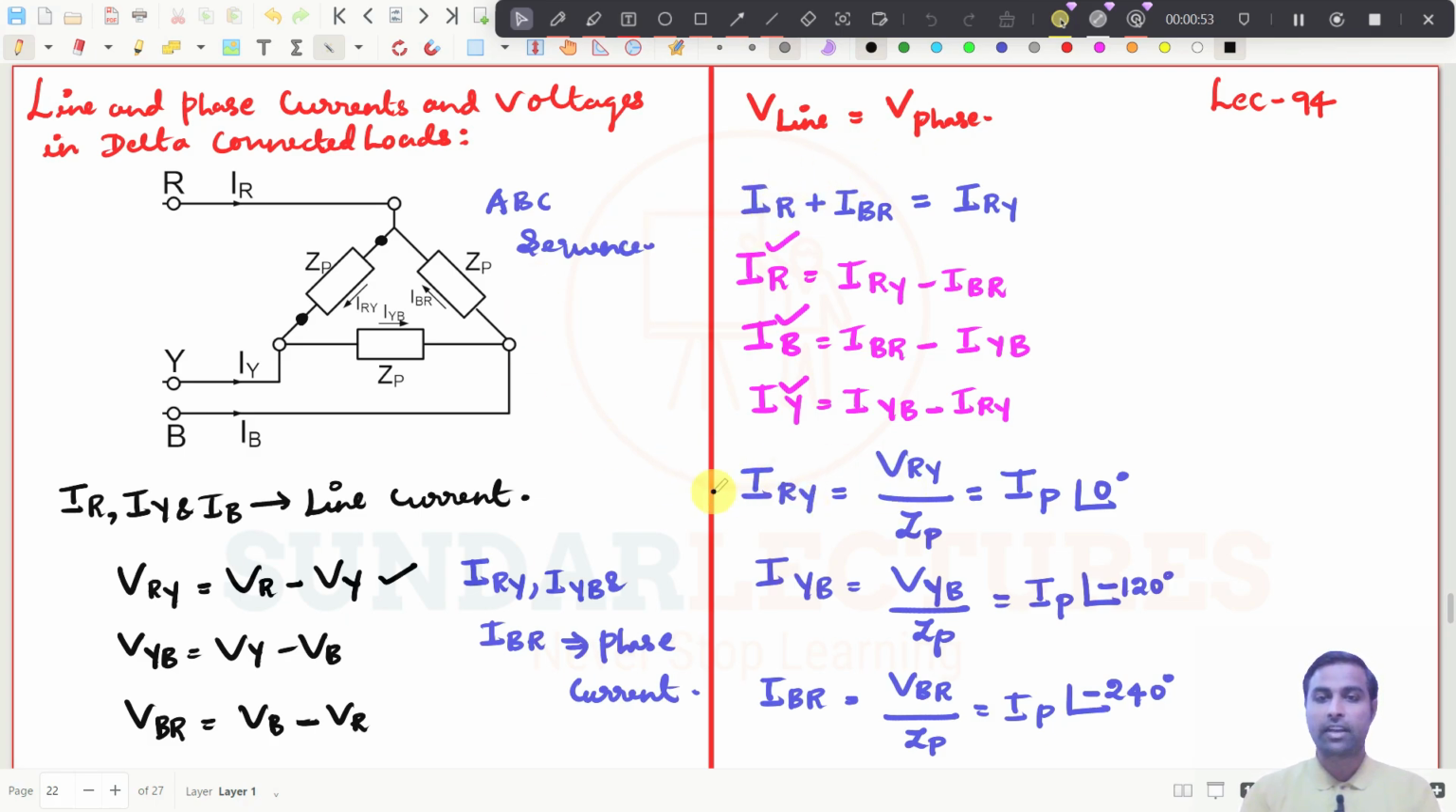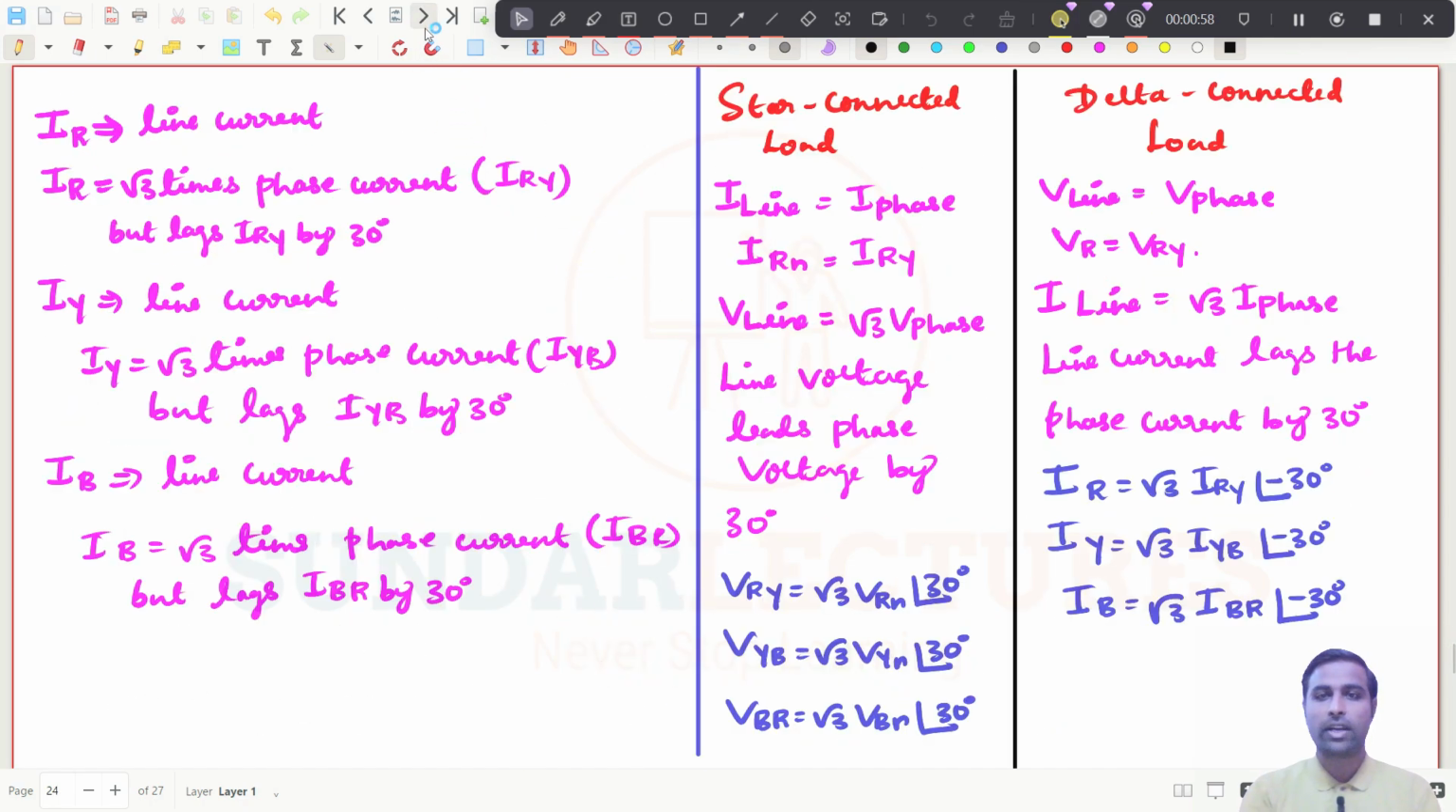Then we went for the line current and phase current equation, and we derived it. This is the conclusion we got: the line current will be root 3 times the phase current, that means IR lags the phase current IRY by 30 degrees. That is the point you have to note down very carefully. That is what we have written here.